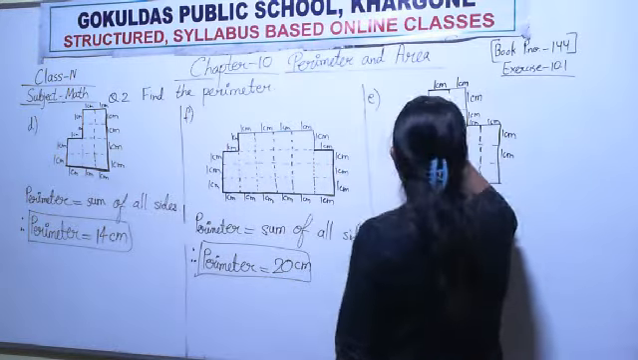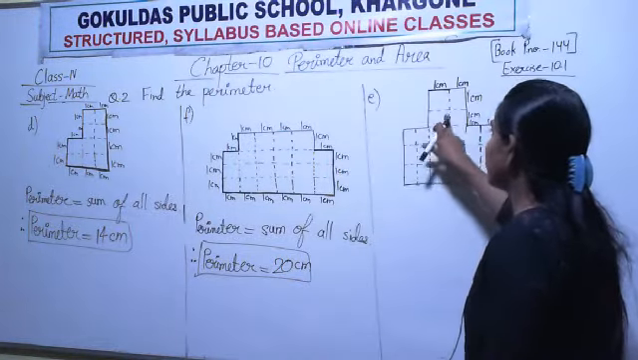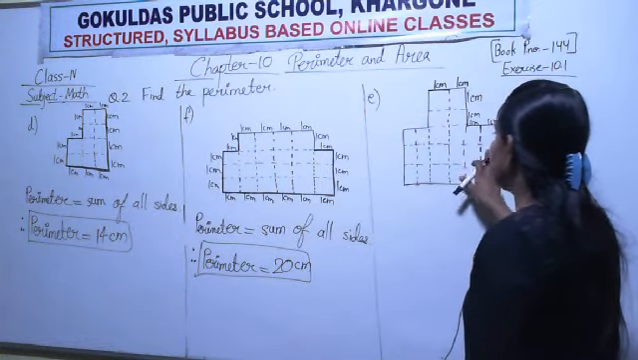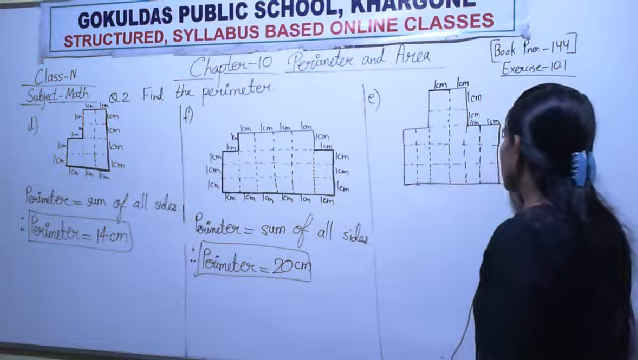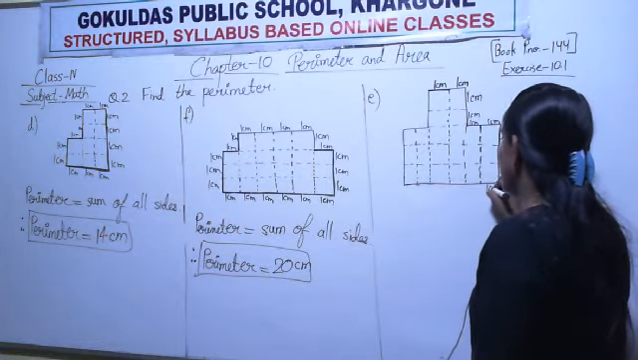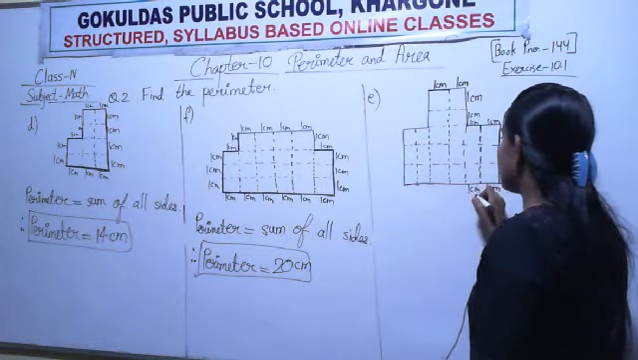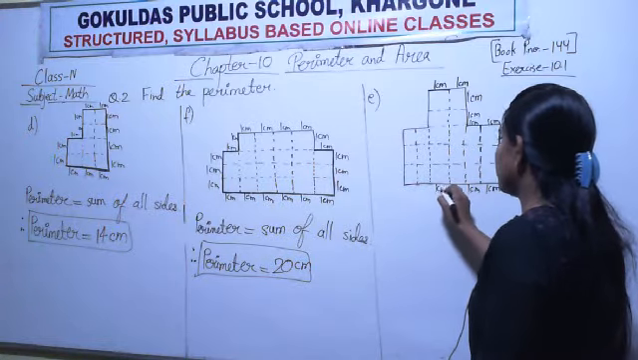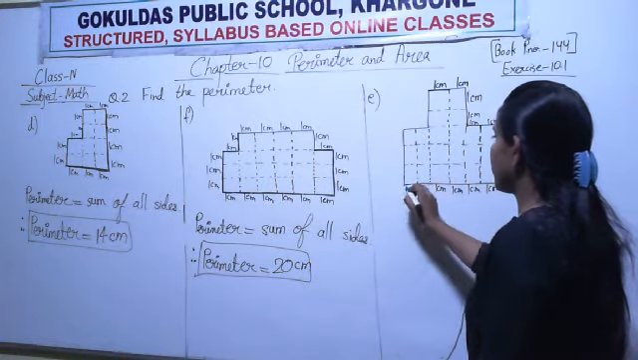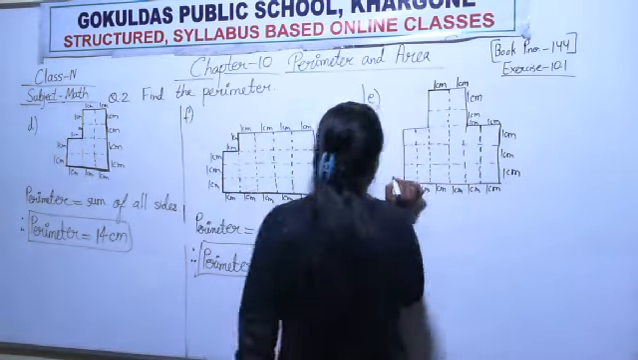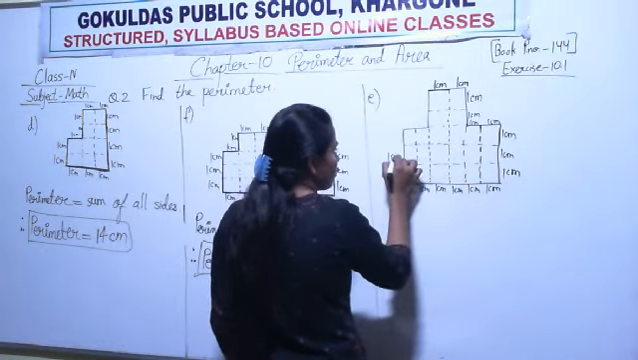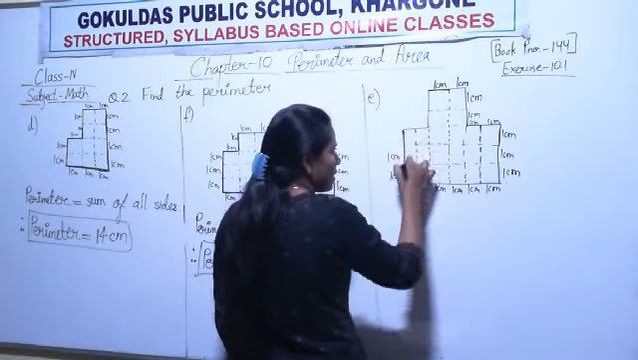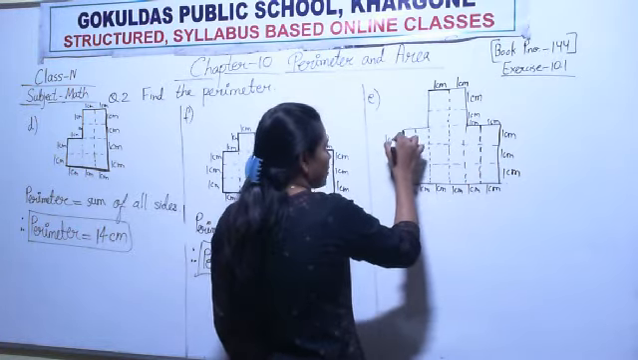So do not start counting the squares, like 1, 2, 3, 4, 5 up to 22 squares are there. Do not count like this, okay? Just count the boundaries only. Length of boundary. Do not count the interior squares. You need to measure the length of these squares.